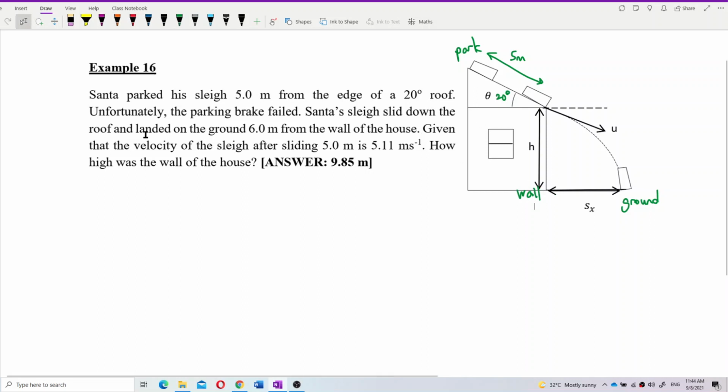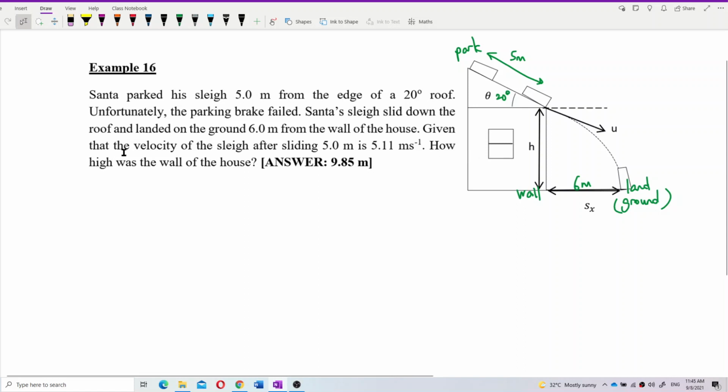So how far does it land? It lands on the ground, 6 meters from the wall. So this is 6 meters. 6 meters is the horizontal displacement or the range. So Sx is 6 meters. We got one piece of information here.